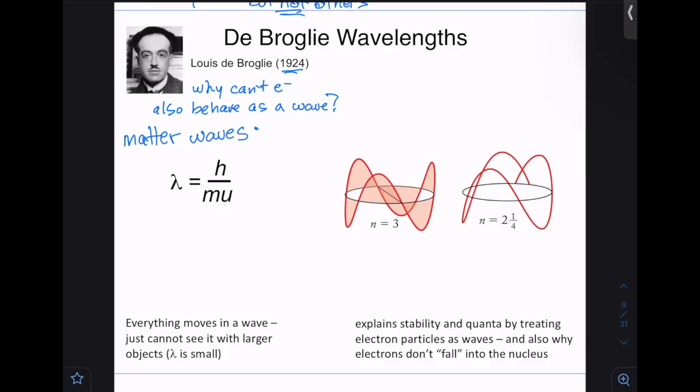And in fact, he came up with a very neat mathematical description of those matter waves. Here's the wavelength of the matter waves. Lambda is for wavelength. Here's our friend Planck's constant, so things are still quantized. And this term down here is simply the mass times the speed, which collectively is the momentum.